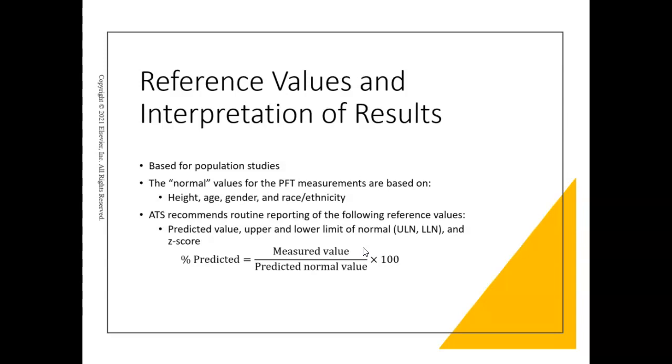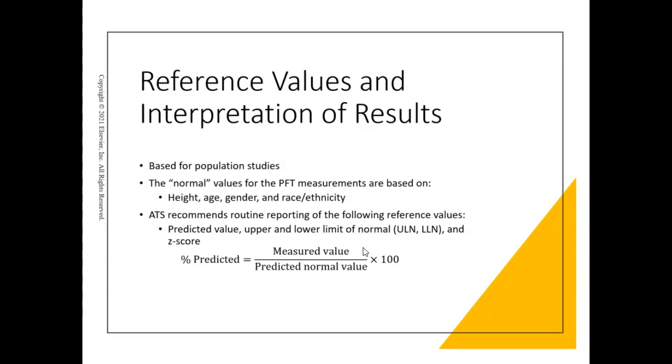So reference values and interpretations of the results. The references that we use for PFT testing are based on a lot of population studies. They've gathered a ton of data and created these normal values for PFT measurements. And these are based on height, age, gender, and race and ethnicity. It is also very important when you're doing pulmonary function testing or interpreting pulmonary function results that you look to see which references were used for that study.